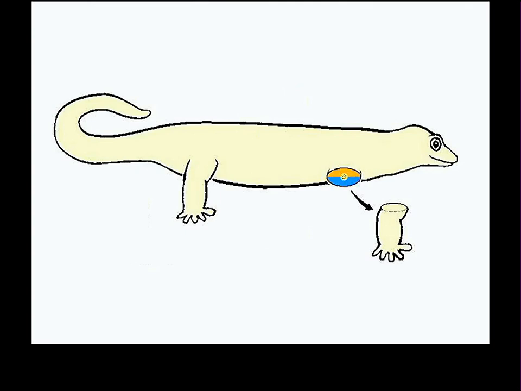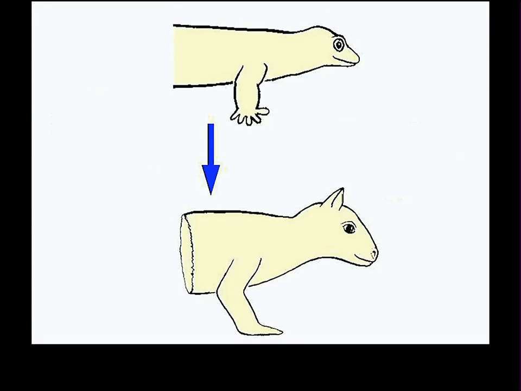If we take a section through the arm of our primitive tetrapod, it's still going to look exactly like the one through the fin of the fish. There's no difference here. Central bone, dorsal group of muscles, ventral group of muscles. Now, the tetrapod is going to turn into a mammal.